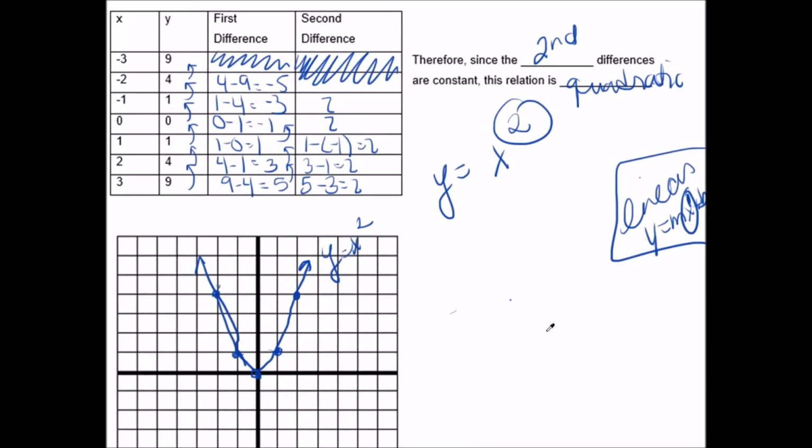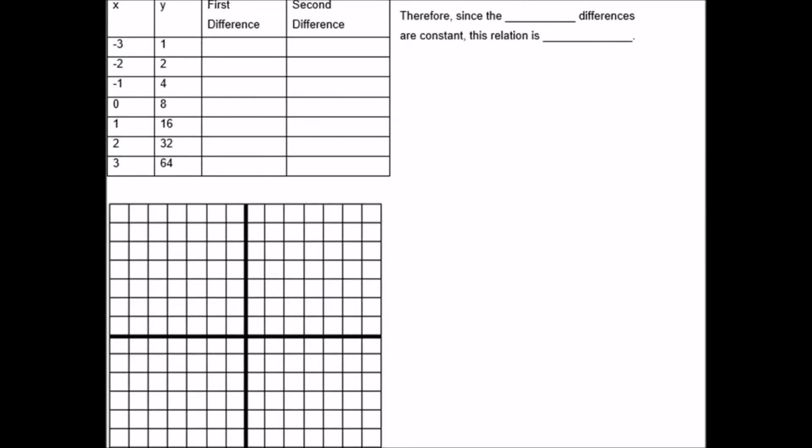This is quadratic. Now let's take a look at the first and second differences of this relation. 64 minus 32, I get 32. 32 minus 16, I get 16. 16 minus 8, I get 8. 8 minus 4, I get 4. 4 minus 2, I get 2. 2 minus 1, I get 1. These are clearly not constant.